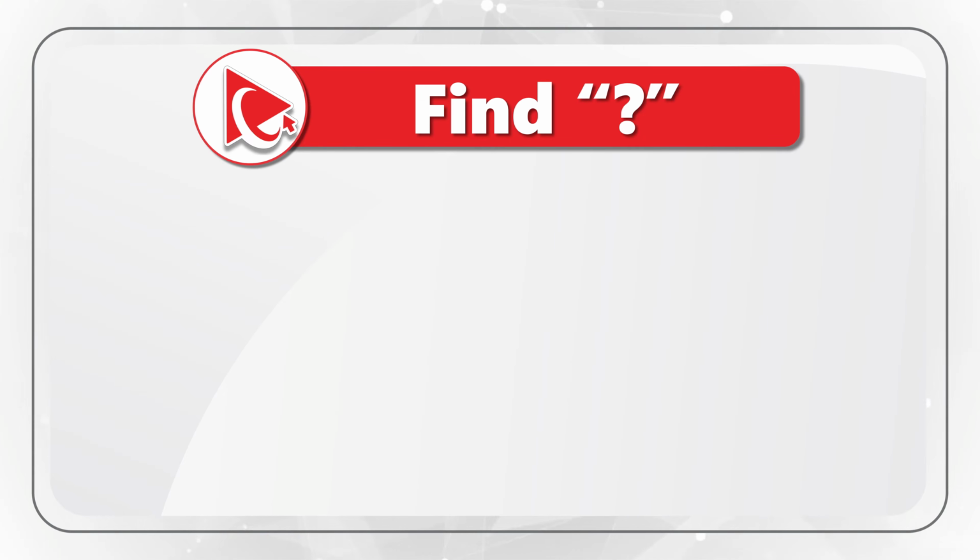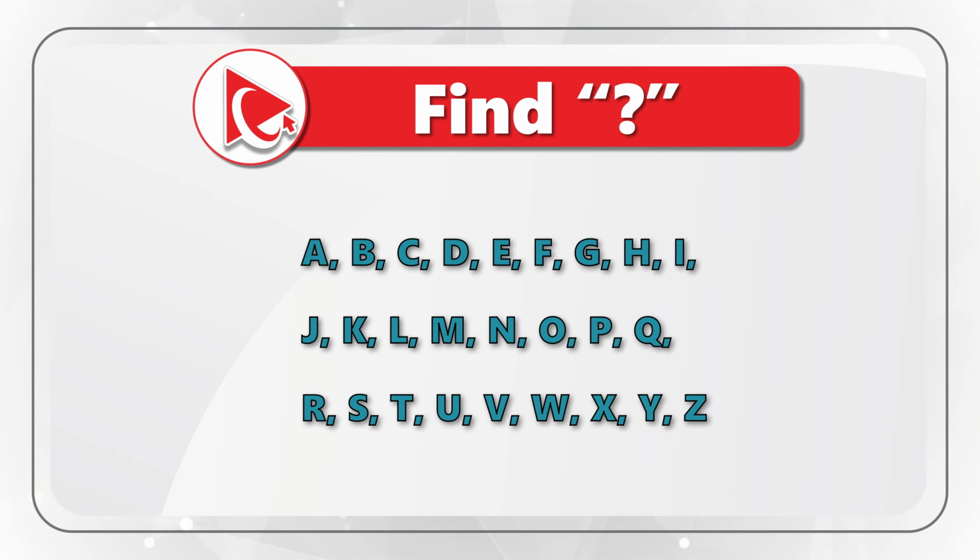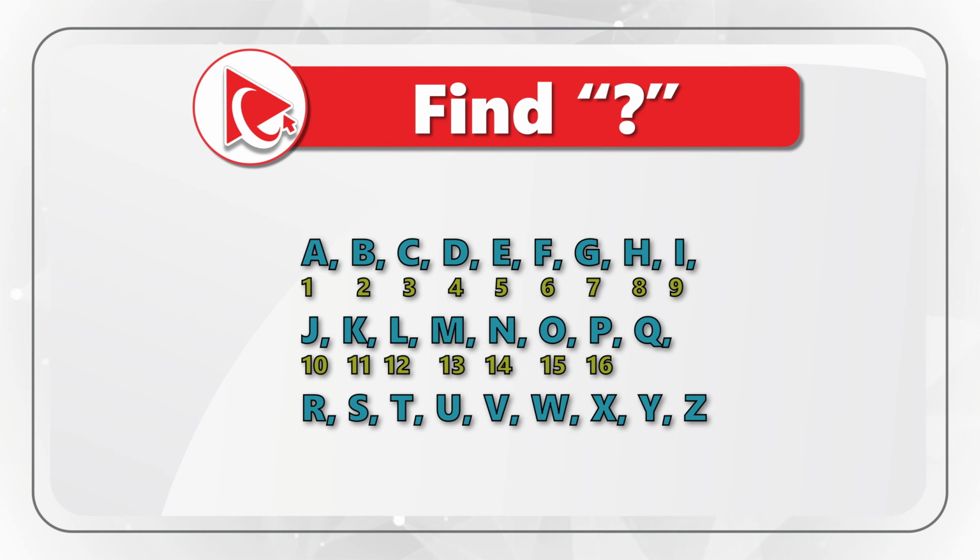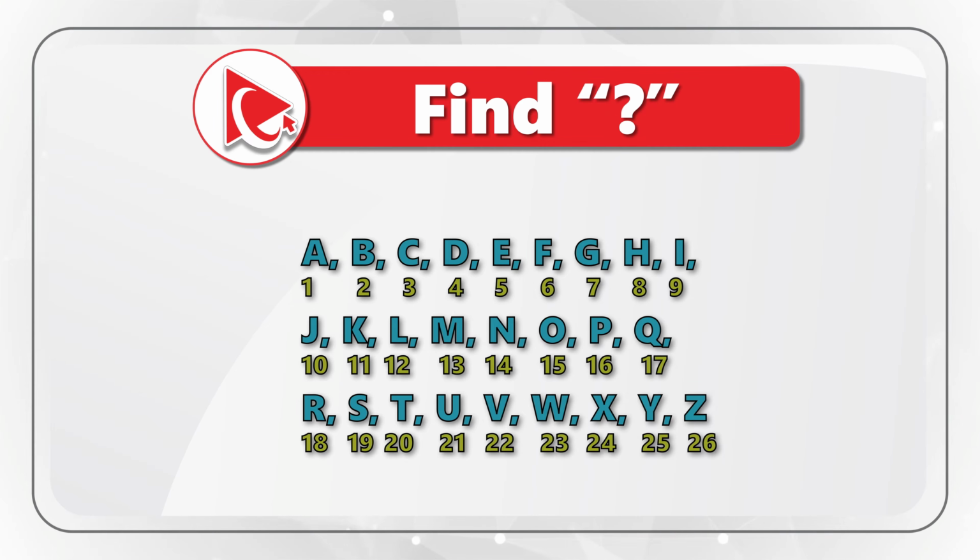So the letters would be A, B, C, D, and so on. And you can go forward, and for each letter, you can assign the number. For example, letter A will get associated with number 1. Letter B will be associated with number 2. C with 3. D with 4. E with 5. And you can continue up to the letter Z, which would be associated with number 26.